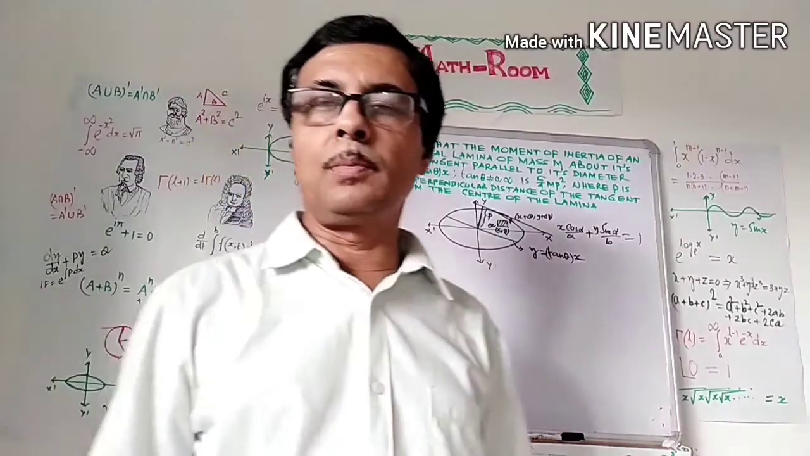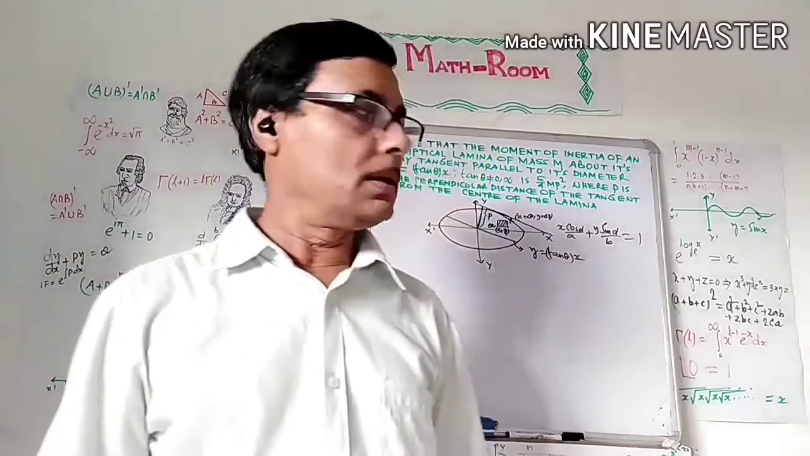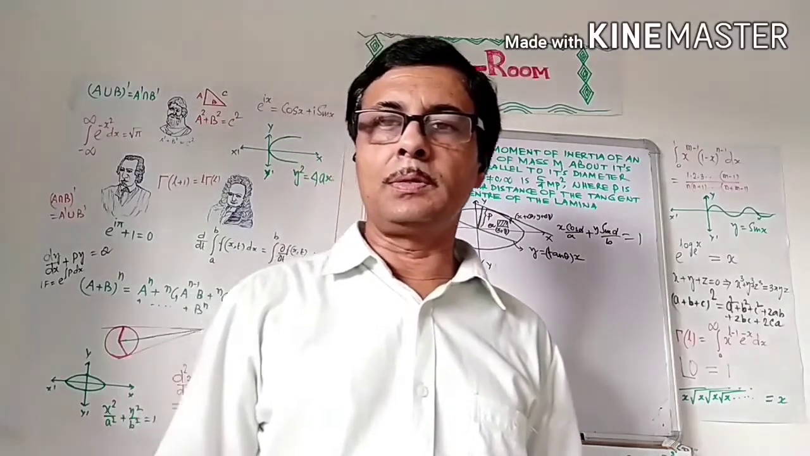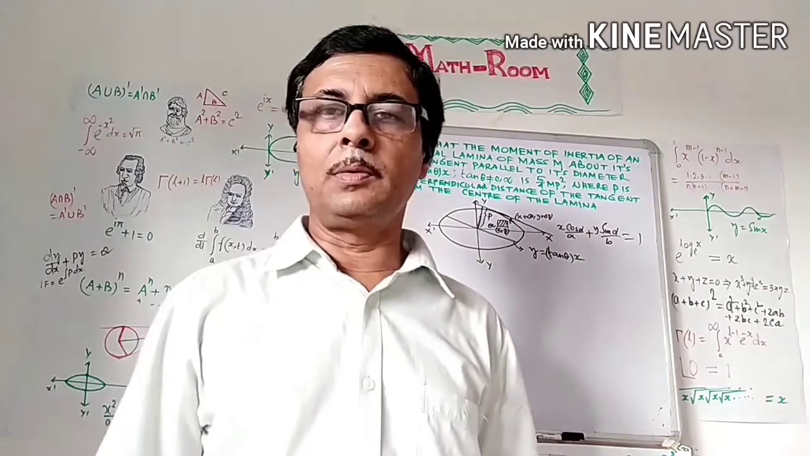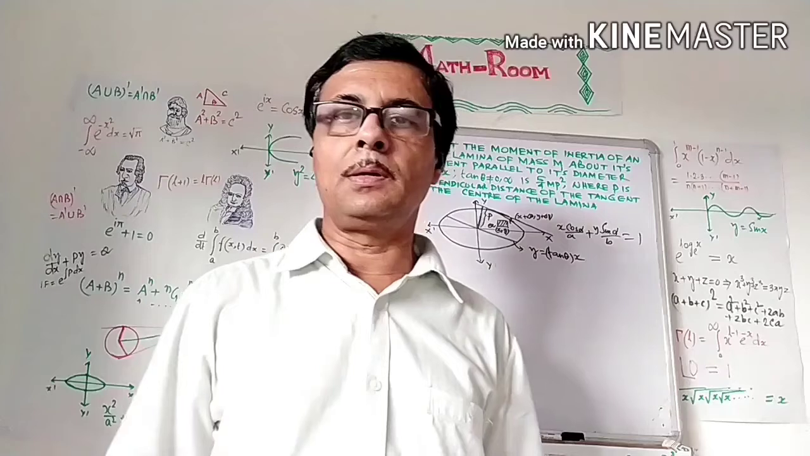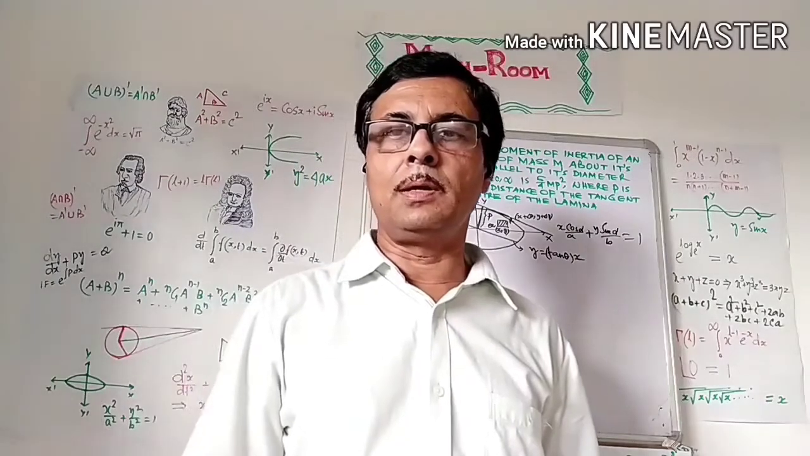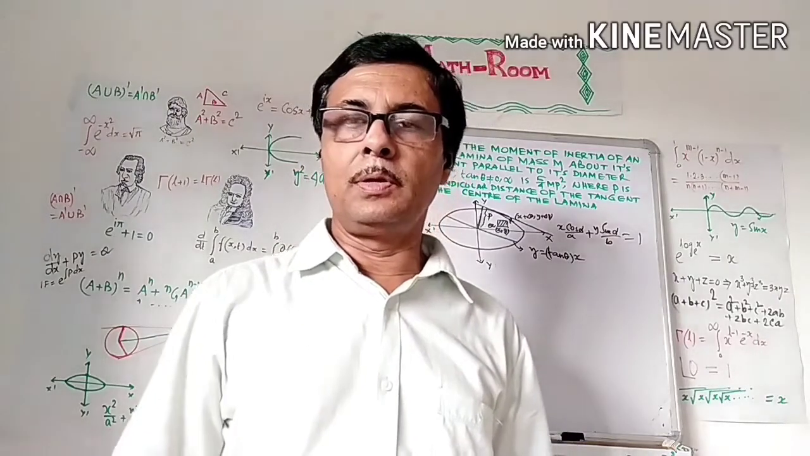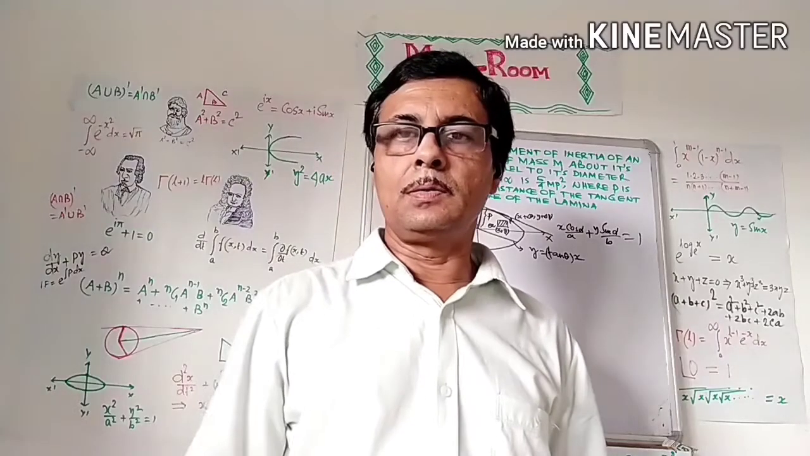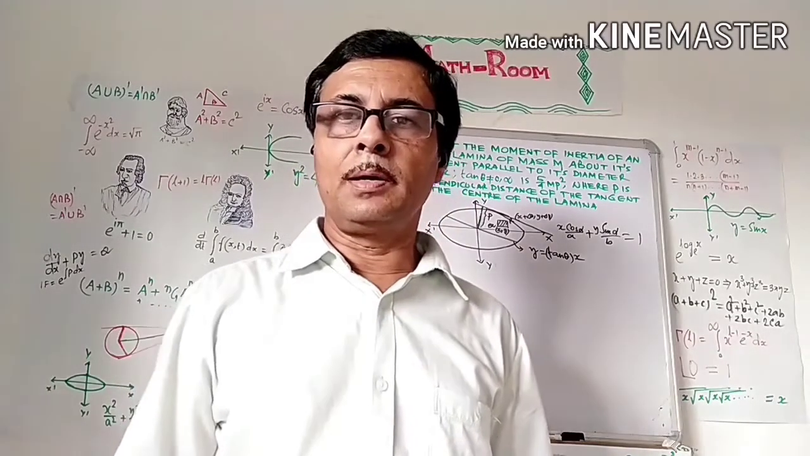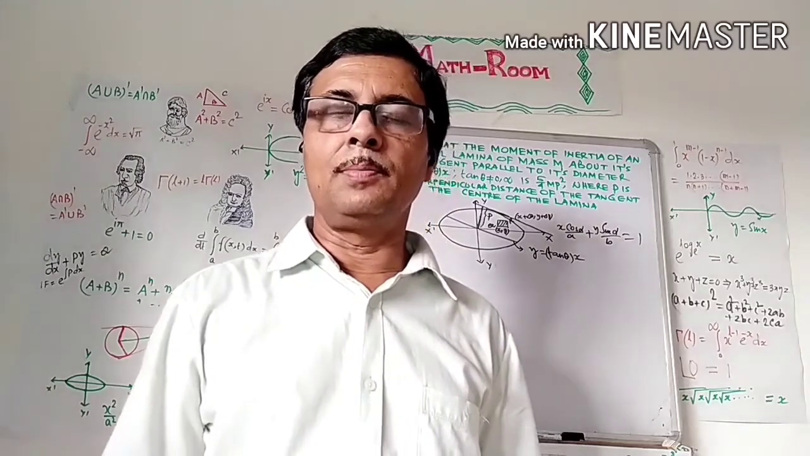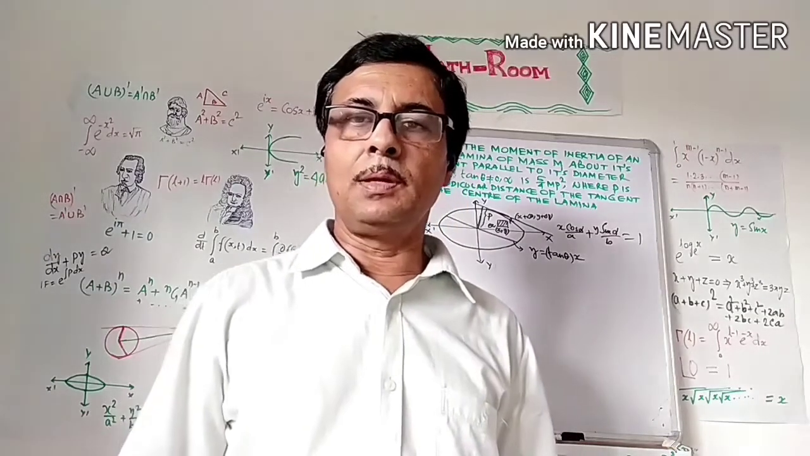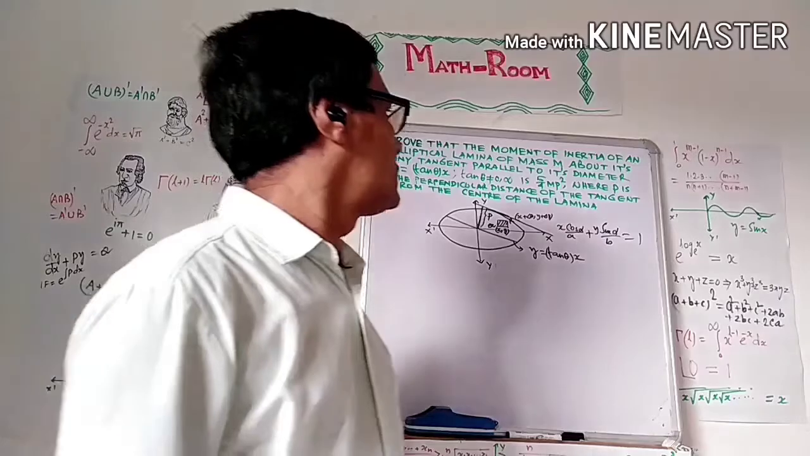Today we shall solve a problem on moment of inertia. Here the problem is we have to prove that the moment of inertia of an elliptical lamina about any tangent which is parallel to any diameter whose equation is y equal to tan theta x, tan theta not equal to 0 or infinity, is 5 over 4 m p square, where m is the mass of the lamina and p is the perpendicular distance of the tangent from the center of the lamina. So we have to prove this.